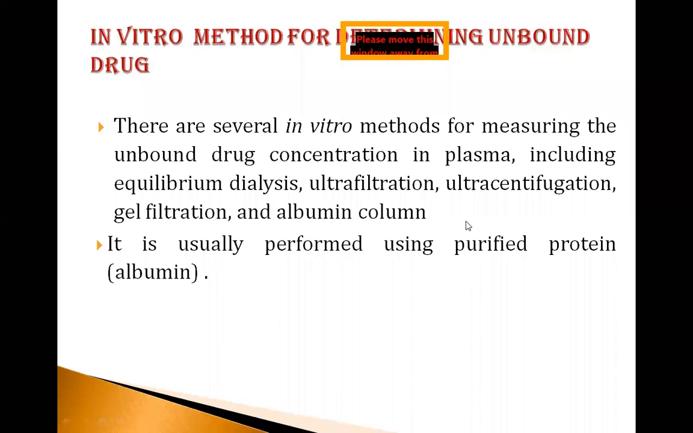If you are going with the plasma sample, you need to separate the blood sample, you need to separate the plasma, and in the plasma you have to determine the percentage of the unbound drug. So initially it's an in vivo method, but when the sampling is done, after that it is an in vitro method. Fine. But if you want to understand how the drug is binding to the protein, you can exclusively carry out the in vitro method.